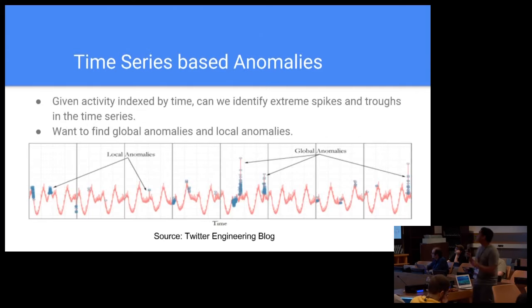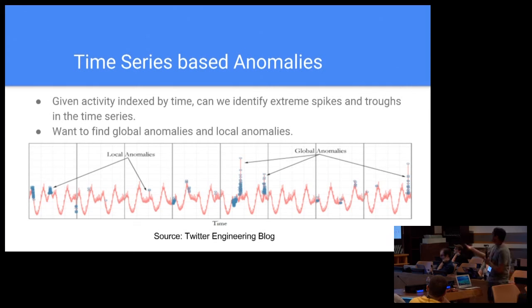Okay, and so the next and final section is time series-based anomaly detectors. In time series anomaly detection, we have some index by time. Can we define the extreme spikes and troughs in the time series? And one thing we need to keep in mind is we want to identify both global anomalies and local anomalies. Global anomalies are ones that stand out in the entirety of the time series, whereas local anomalies are more within a specific, short time range.